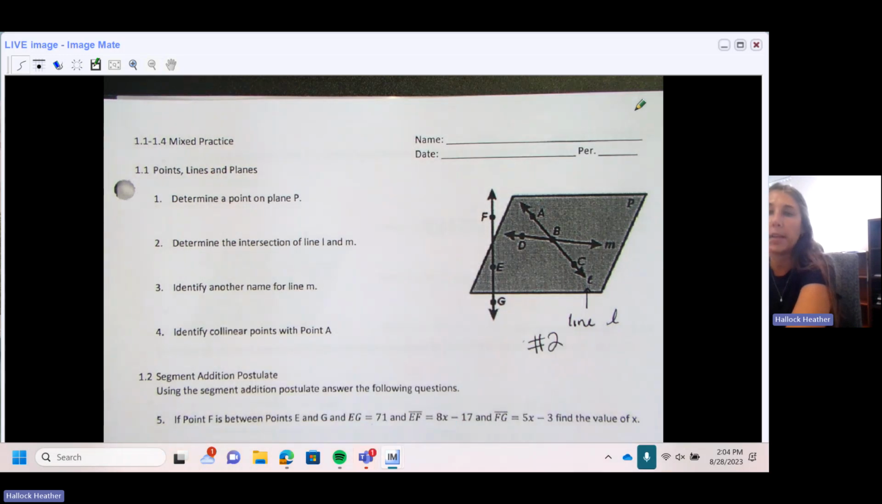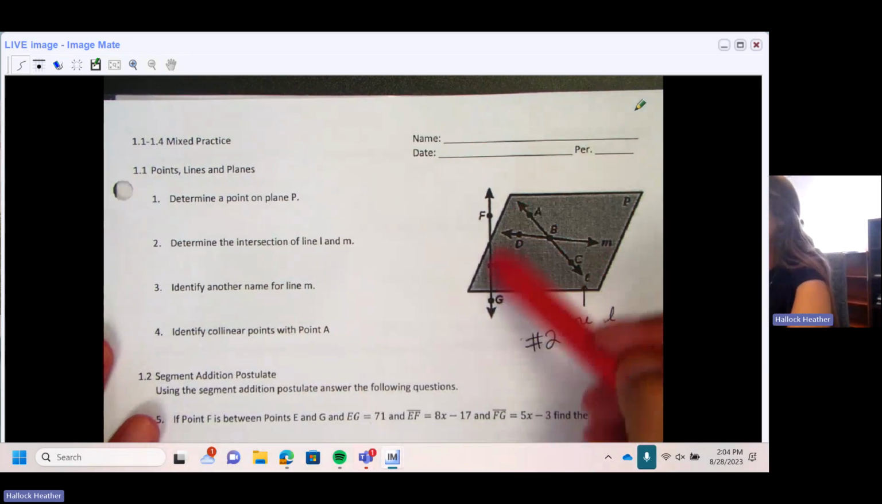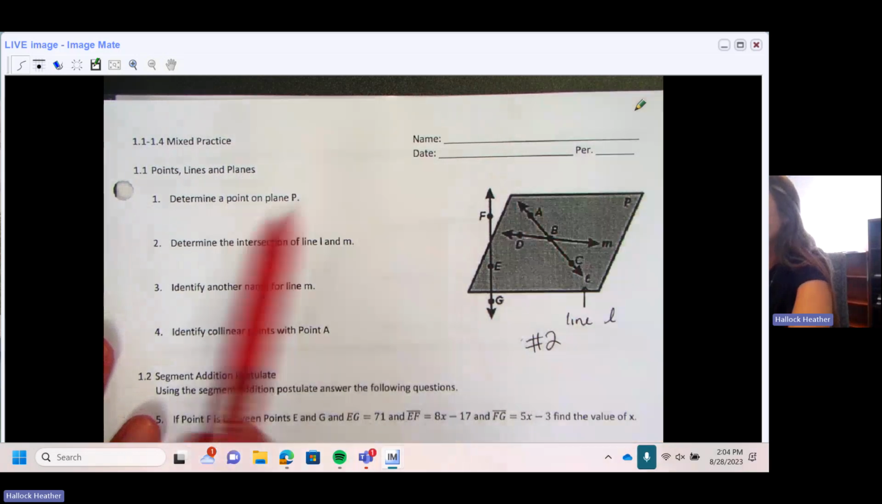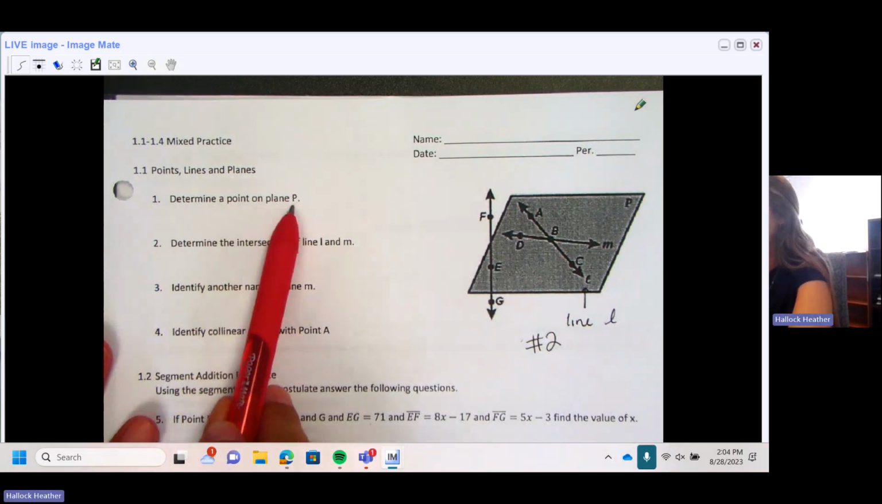So 1.1 through 1.4, which is really 1.5 mixed practice. So points, lines, and planes. This right here is a plane. It's a flat surface, like your desk. It says determine a point on plane P.